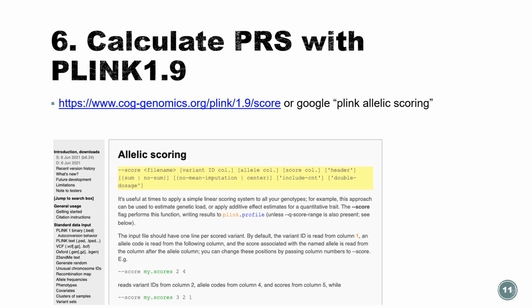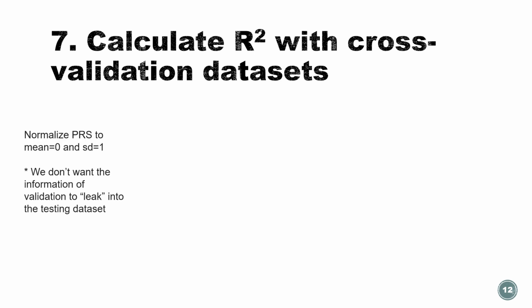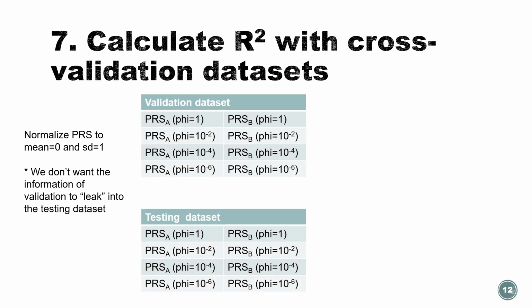You can calculate PRS based on the adjusted effect size using the allelic score function in Plink. The last step is to predict the phenotype with the PRS. First, you normalize all the PRS to mean equal to 0 and standard deviation equal to 1. Then you optimize the hyperparameter in validation data.